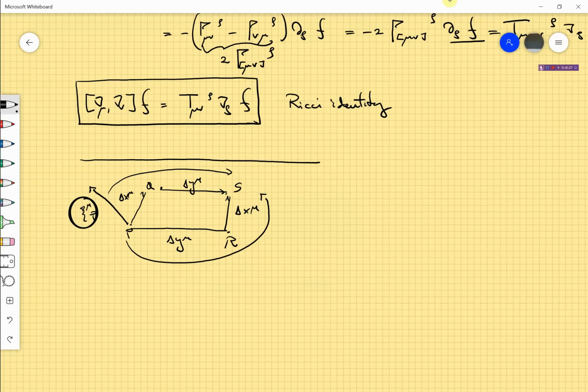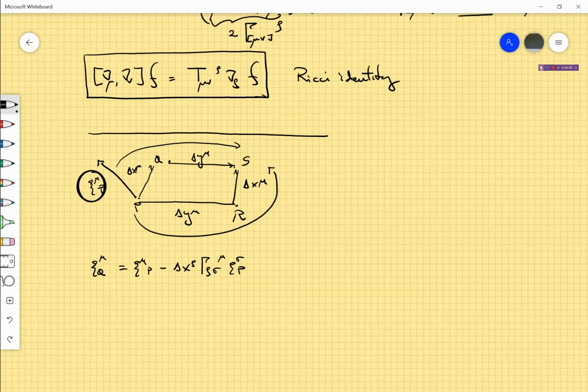So first I transport it from P to Q. This means that I get what I will call psi Q mu, and by definition this is psi mu P minus delta x rho gamma rho mu sigma psi sigma P. Now I am going to go from Q to S. What I get, I will call psi S mu, and let me call it upper, because I am getting the vector at S from Q and not from R. So this will be psi mu Q minus, now the displacement is delta y rho, gamma rho sigma mu psi sigma Q.